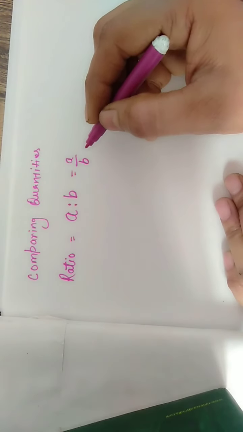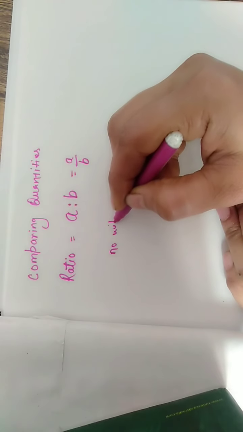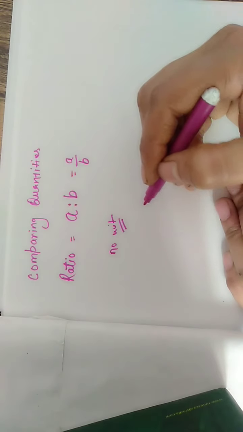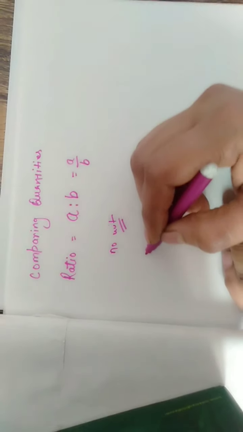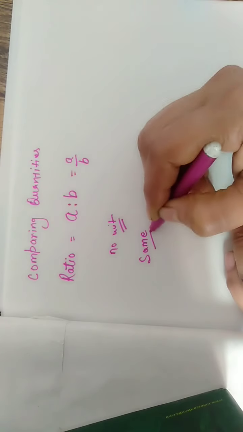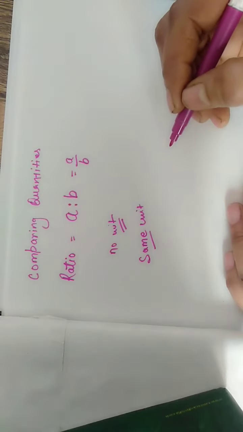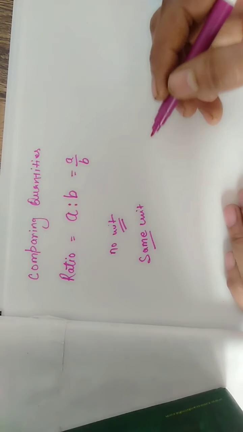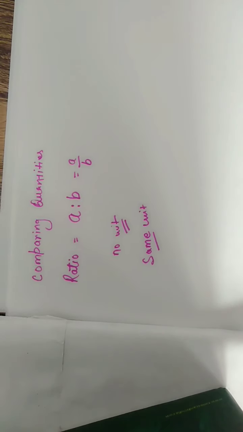Always remember that ratio has no unit, because it is just the division. The same ratio is taken between two quantities of the same unit, that is, the unit of A and the unit of B must both be the same. If the unit is not given the same, we have to make it the same.